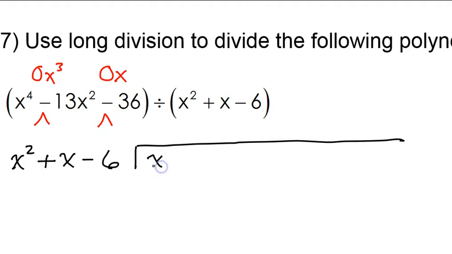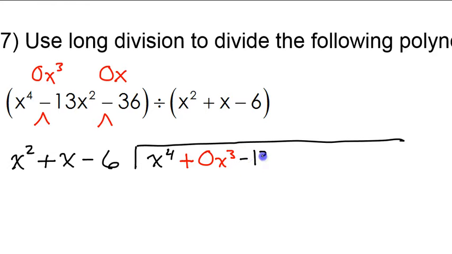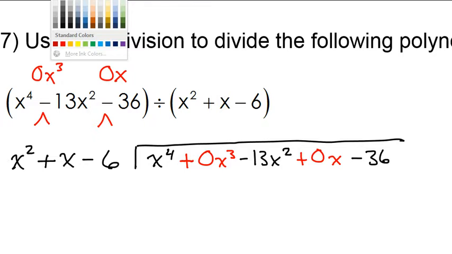So we're going to put x to the fourth power, but then we'll put plus 0x to the third power, minus 13x squared, then plus 0x for that missing term, and then minus 36. Now we can go on with the problem.